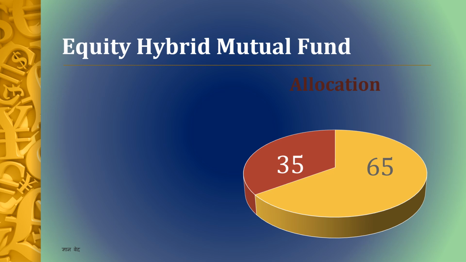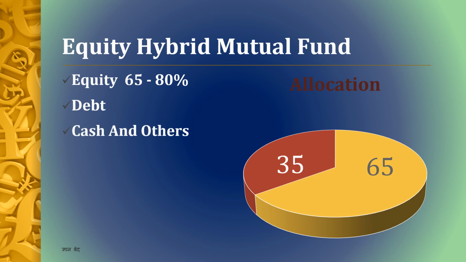Now let's see what an equity hybrid fund is. Here, normally the allocation for equity will be 65 to 80%. The remaining amount can be allocated in debt funds or cash equivalents.